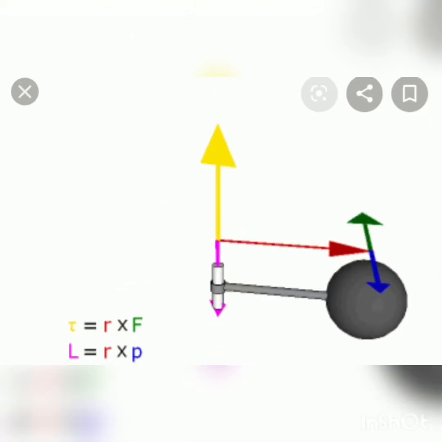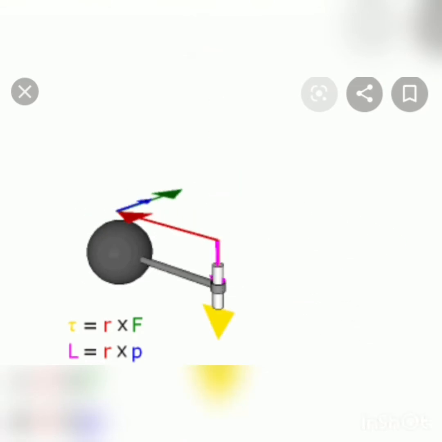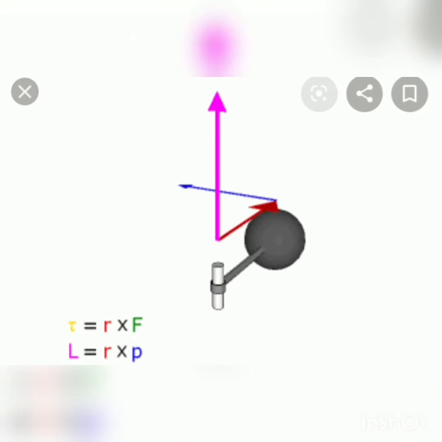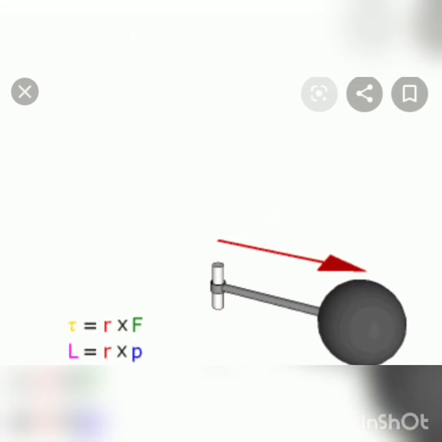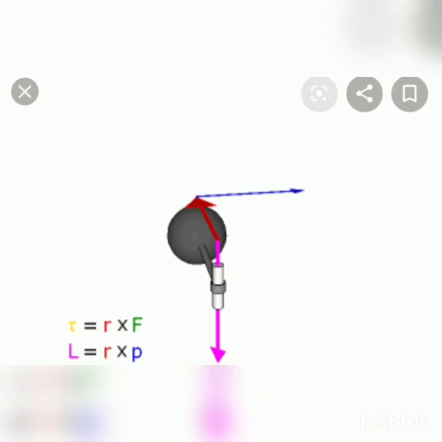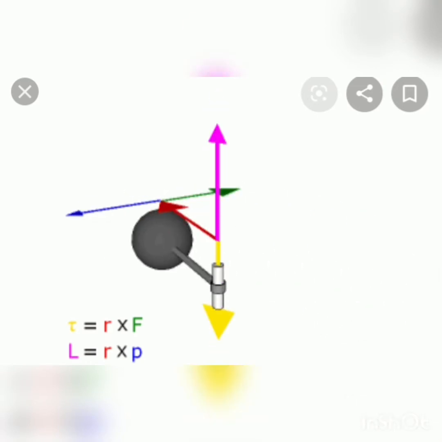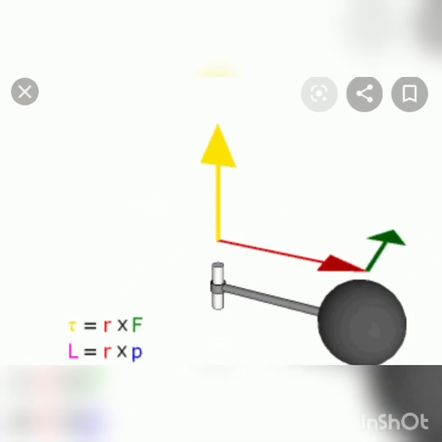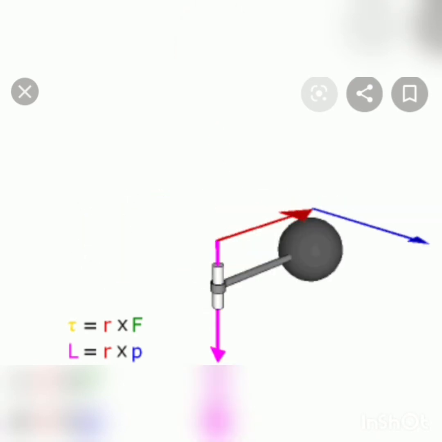The symbol for torque is tau. The unit of torque is Newton meter. This is the same as the unit for work and energy, where Newton meter is written as joule, but here torque is not energy, and hence its unit is just Newton meter, not joule. Remember this very nicely. The unit of torque is Newton meter, not joule.